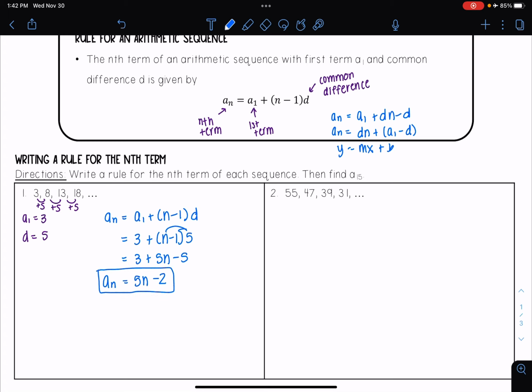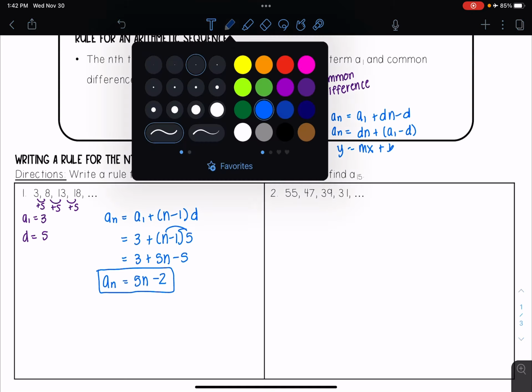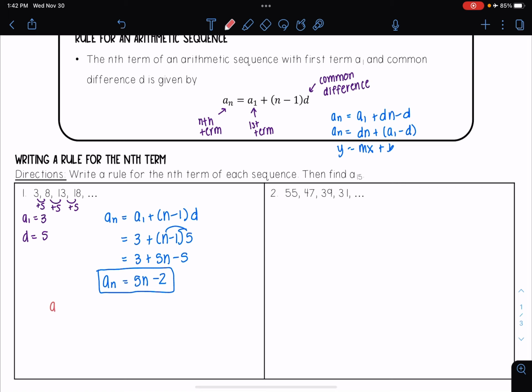And then it asks me to find the 15th term. I'm going to find a15. So that means wherever I see an n, I'm replacing it with 15. And so I get 5 times 15 minus 2. And when you do that, you get that a15 is equal to 73.